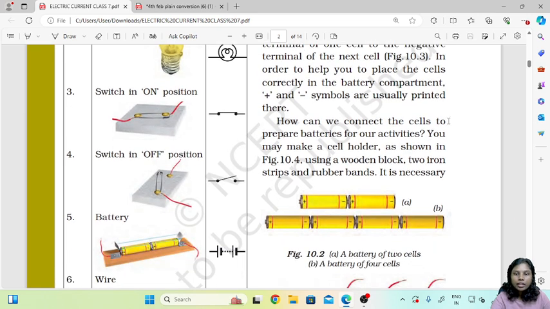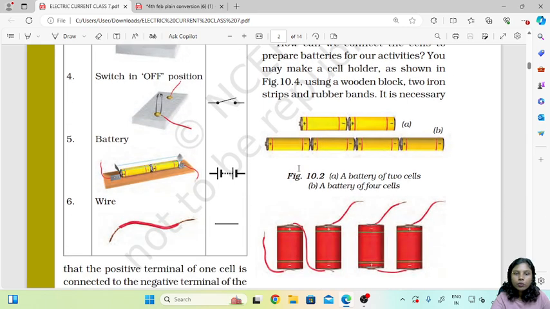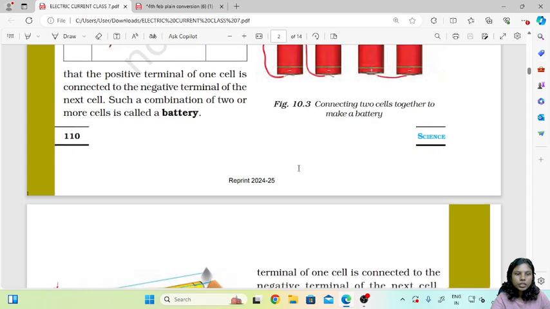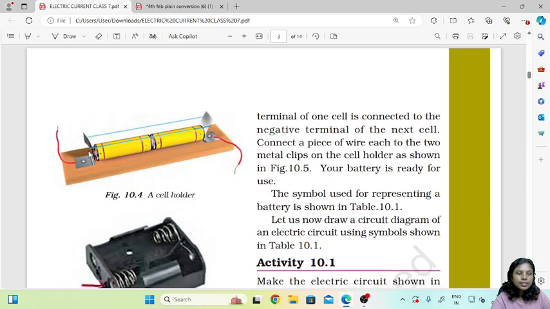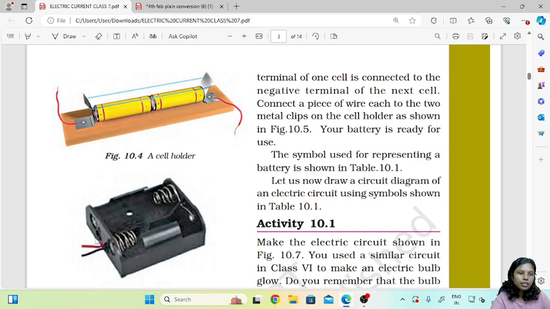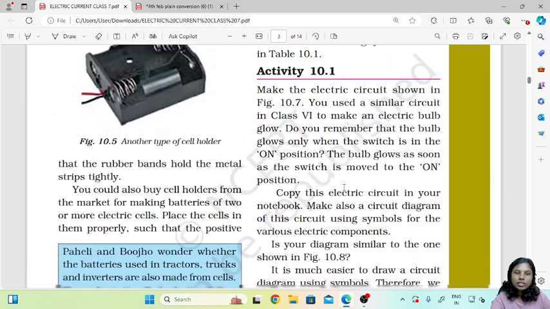How can we connect the cells to prepare a battery for our activities? You may make a cell holder as shown in figure 10.4. So something like this. A similar thing is present in TV remotes, this metallic strip is present that acts as the terminal. See here, this kind of structure is present.